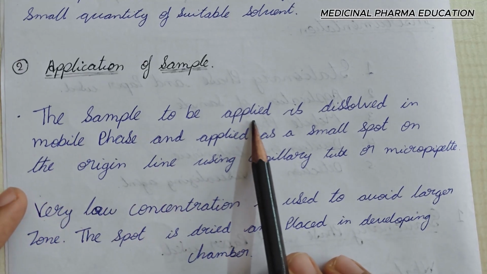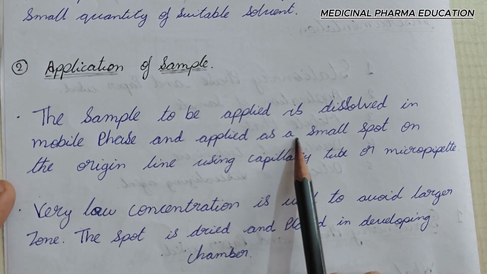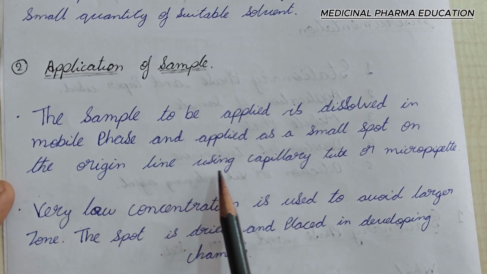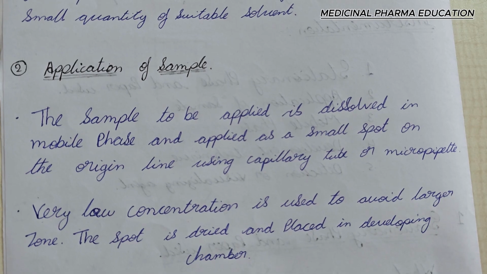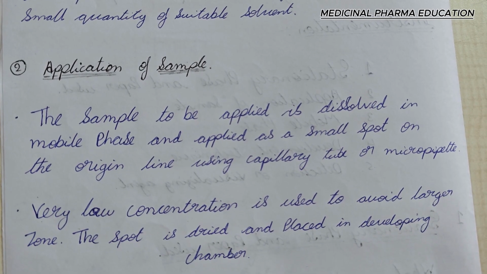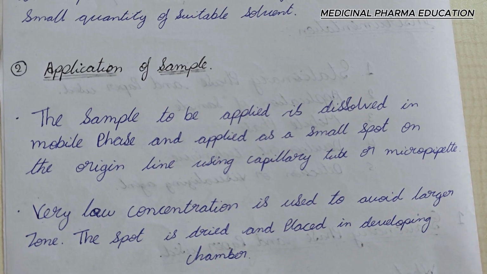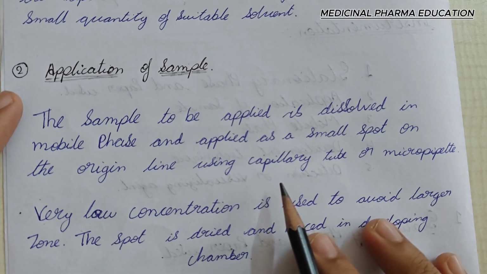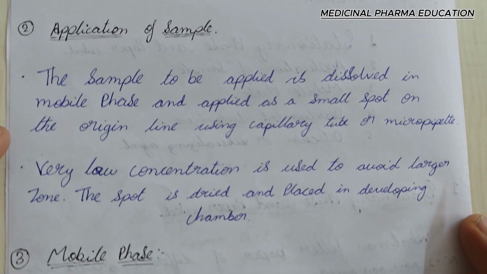The sample to be applied is dissolved in the mobile phase and applied in a small spot on the original line using a capillary tube or micro pipette. You have seen while transferring the samples onto the paper, you use a small needle-like instrument. It is called a capillary tube or micro pipette. This is the small one which we use.